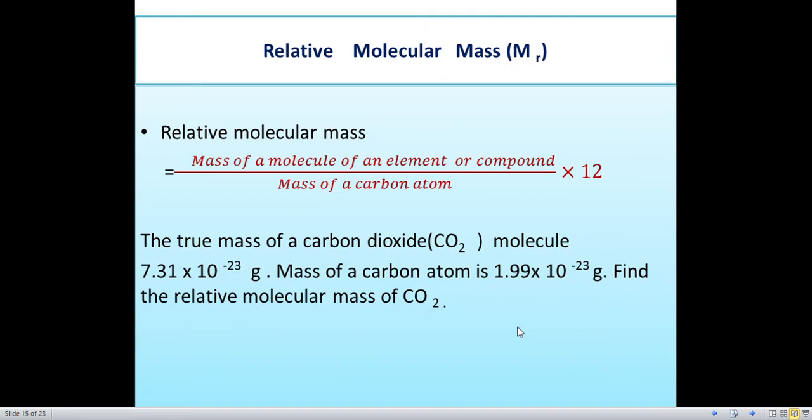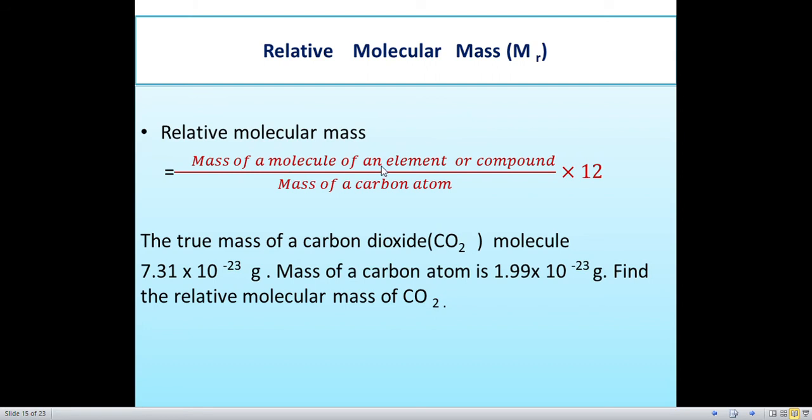Then we are going to discuss the relative molecular mass. We discussed the relative atomic mass. Now we are going to discuss the relative molecular mass. What are molecules? You know, if you take water, the formula is H2O. It's a molecule. If you take carbon dioxide, CO2, it's a molecule. If you take calcium carbonate, CaCO3, they are molecules. So how do we find the molecular mass of those molecules?